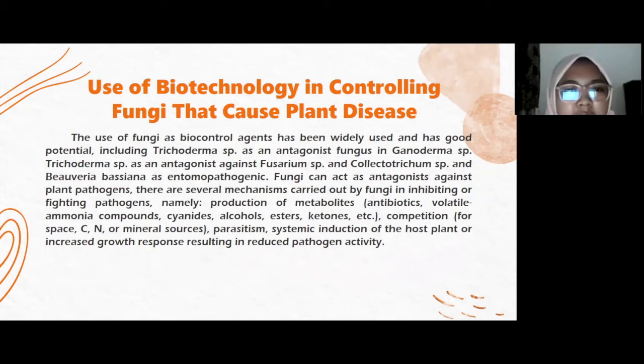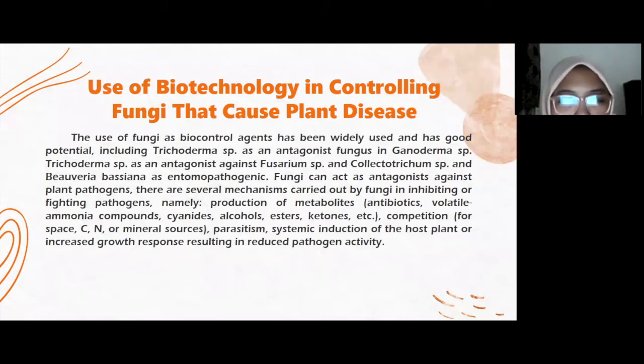The use of fungi as biocontrol agents has been widely used and has good potential, including Trichoderma sp. as an antagonist fungus against Ganoderma sp., Trichoderma sp. as an antagonist against Fusarium and Colletotrichum sp., and Beauveria bassiana as entomopathogenic. Fungi can act as antagonists against plant pathogens.